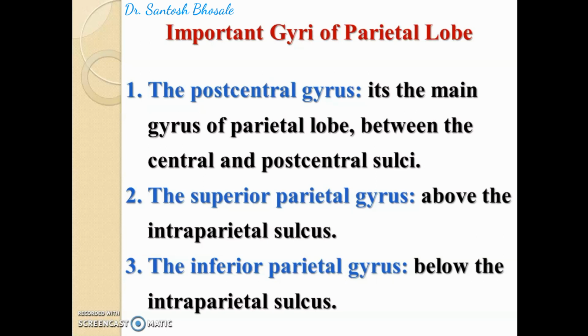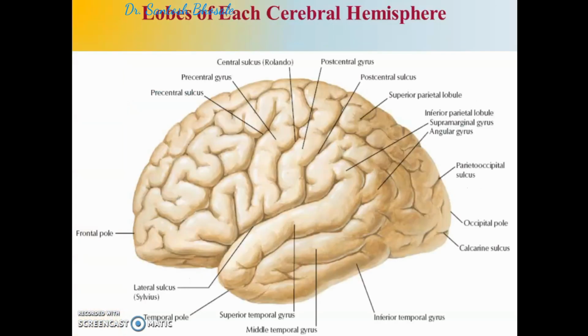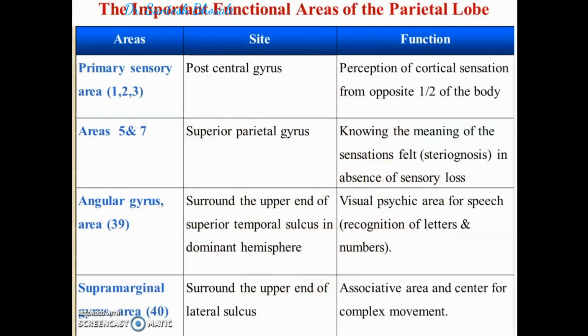So these 3 gyri and 2 sulci you will observe in the parietal lobe, and other 2 are supramarginal gyrus, area number 40, concerned with stereognosis, and angular gyrus, area number 39. It is the higher center for the vision, mainly helps to recognize the signals, numbers and symbols. And you can see there postcentral gyrus, superior and inferior parietal lobule, supramarginal gyrus and angular gyrus.